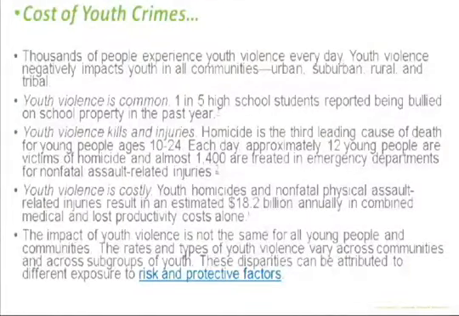Let's look at the next slide there, because it's the cost of youth crimes. It says thousands of people experience youth violence every day. Youth violence negatively impacts youth in all communities, urban, suburban, rural, and tribal. Youth violence is common. 1 in 5 high school students reported being bullied on school property in the past year. Now, that's reported, which means it's probably more like 3 or 4, possibly even 5 in 5 high school students have been bullied, but they're not reporting it. Why? Because they're too afraid. They don't want to be considered a rat or a snitch or a tattletale or whatever the case might be.